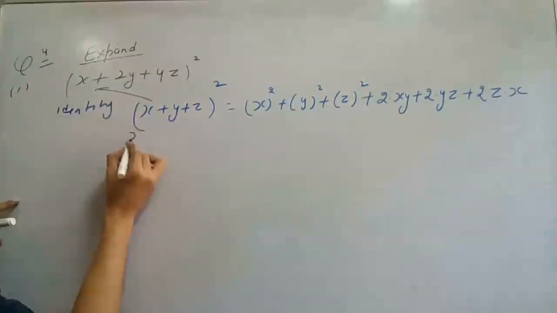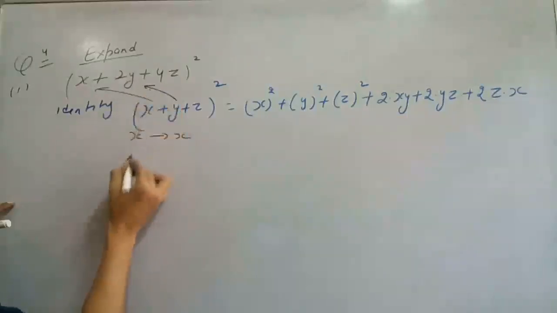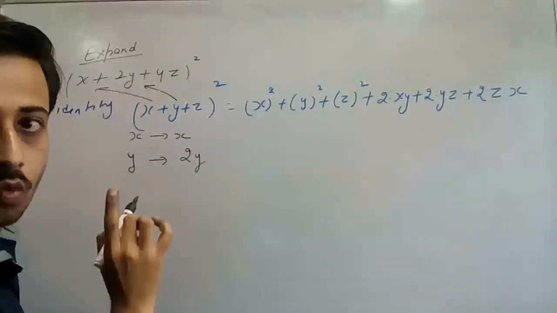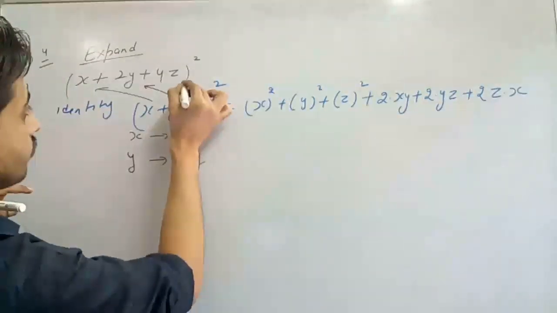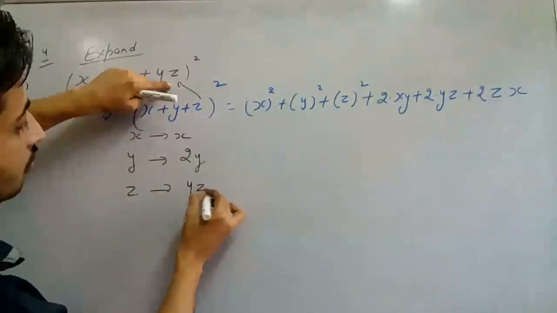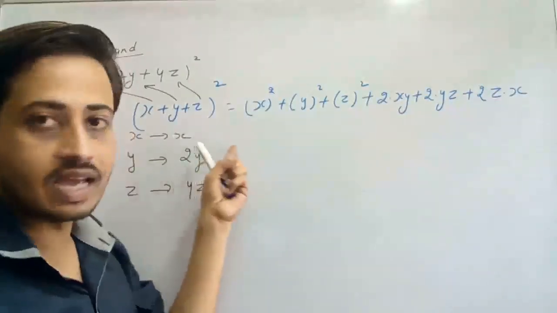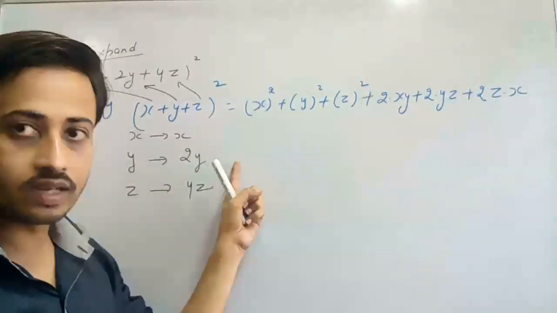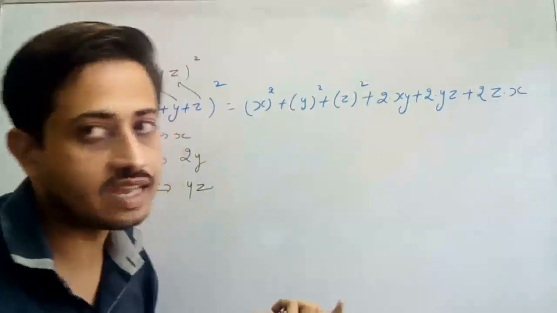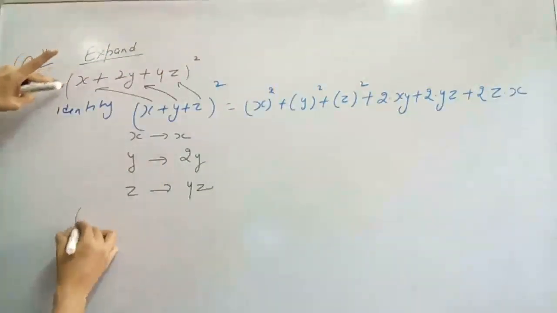x is as it is, x. Do comparison. Y is 2y. Now compare z. Z is 4z in our question. So put x = x, y = 2y and z = 4z in the identity. We get the solution as simple. So our answer is what?